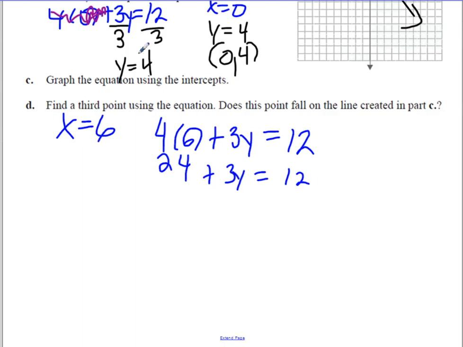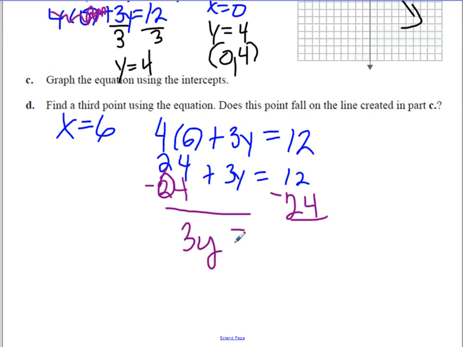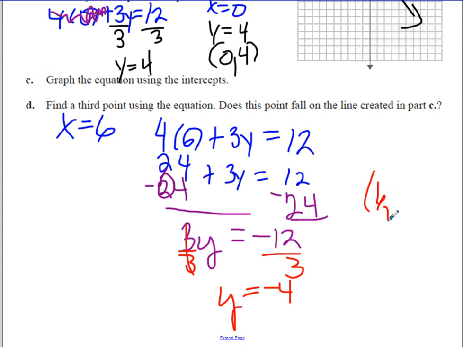Okay, now that we have that, we need to get rid of our constant of 24 on the left. So we'll subtract 24 from both sides. So all we're left with is our y term on the left, and that equals negative 12 when we subtract. So when we divide by 3, we see that our y value is negative 4. So as an ordered pair, we use 6 for x and found negative 4 for y.